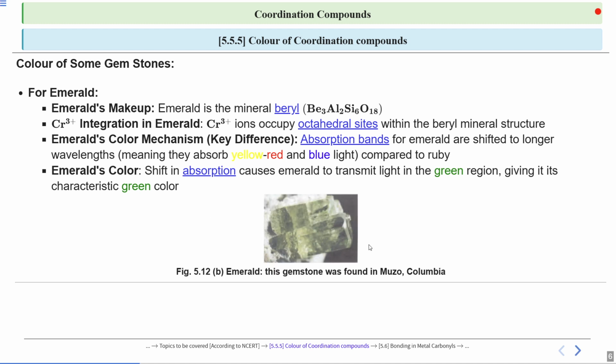So you can see this is the image, which is figure 5.12 of an emerald. This gemstone was found in Muzo, Colombia. So in Colombia this gemstone was found, and you can clearly see it is green in color. It is giving us its characteristic green color after absorbing the light from the absorption bands shifted to the longer wavelengths, right?